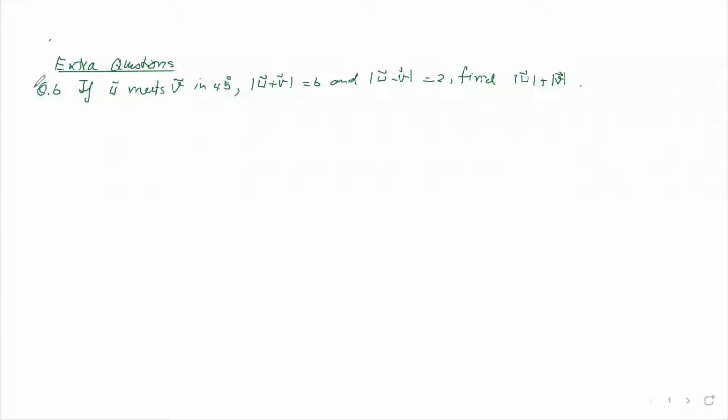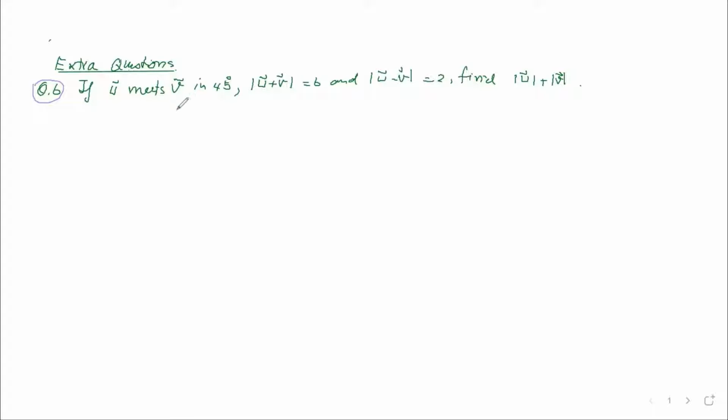Okay, this is the extra question for vectors, questions 6 and 7. So we go to question 6 first, for the student request to get the solution for this question. Question 6 says the vector u makes a 45 degree angle with vector v, and the distance of vector u plus vector v equals 6, and the distance of vector u minus vector v equals 2. Find the distance of vector u plus the distance of vector v.